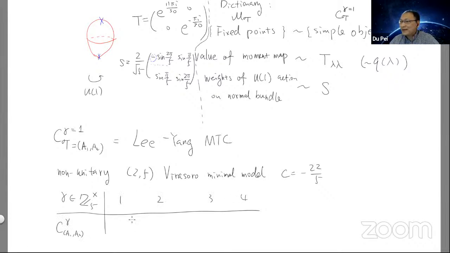When gamma equals 1, you get the Lee-Yang MTC. And when gamma equals 4, you get the complex conjugate of the MTC. And I think in Victor's notation, this perhaps should be denoted as the reversed. And for gamma equals 2, you get a Galois transformation of the MTC.